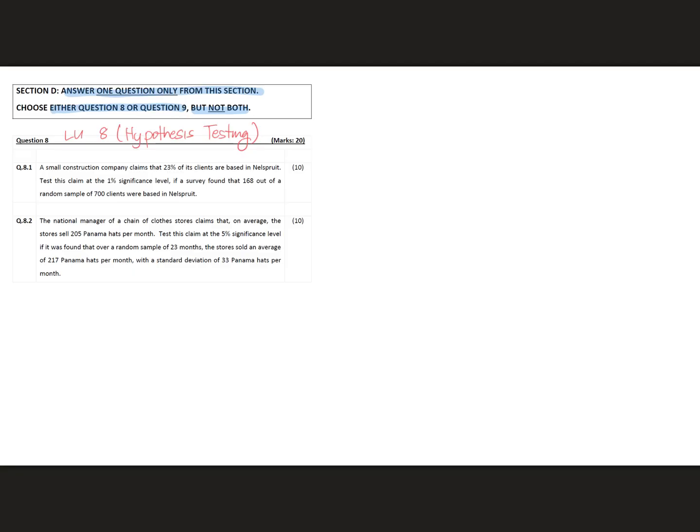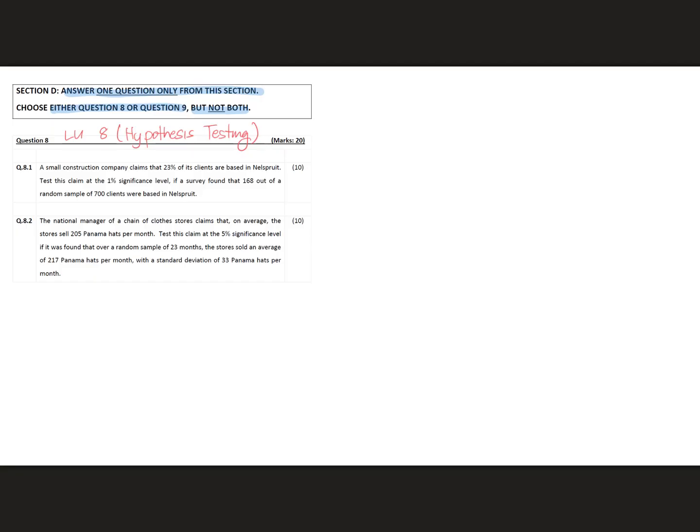And also we need to understand that with hypothesis testing, there can be a two-tail test, a one-sided upper tail test, or a one-sided lower tail test. So let's go ahead and look at the questions here.